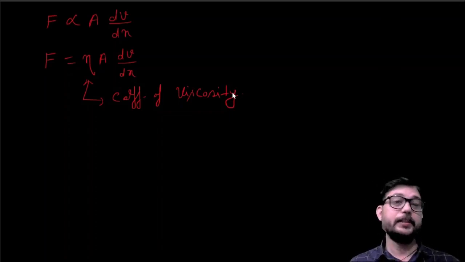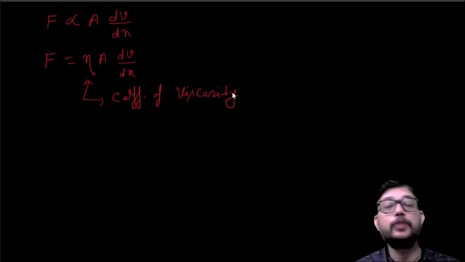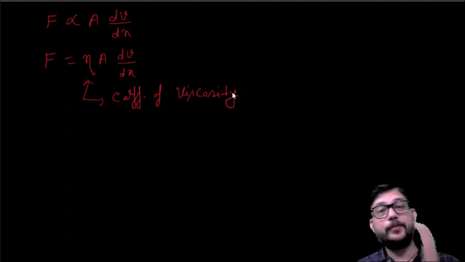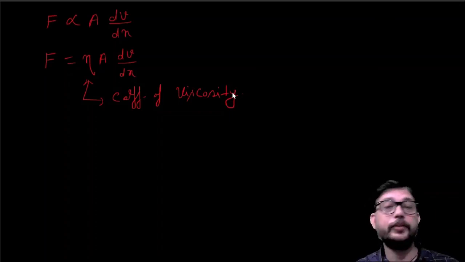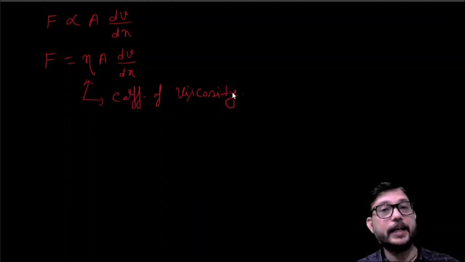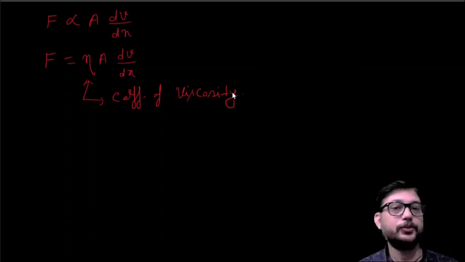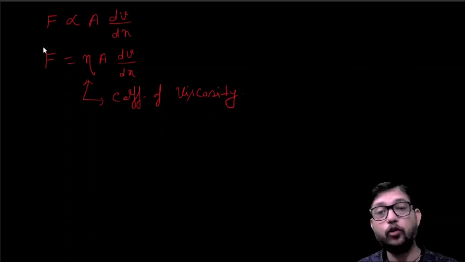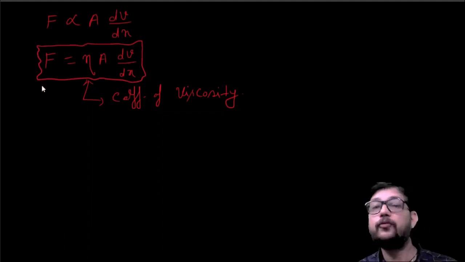Now the question is, how can we say that F is directly proportional to dv over dx, or directly proportional to capital A, the area of the surface? It is quite simple. These two observations are based on experiments. Several experiments were performed, and after that this result came in front of us. So this formula you have to learn by heart, and I believe it is quite easy to learn for all of you.